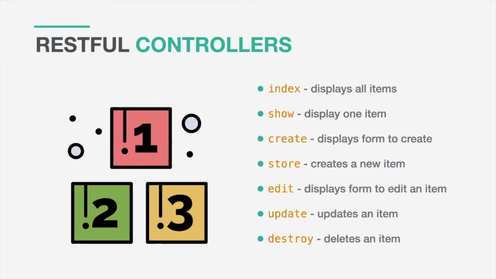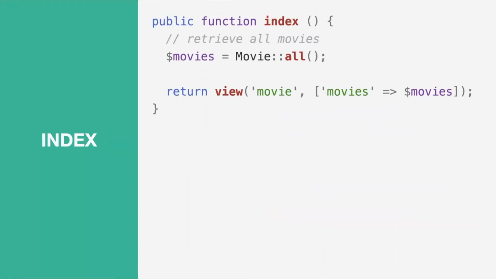And these are all associated with the Movie Mayhem database that we're working with. So here's the index one. We've actually seen this from last week. Again, we'd have a public function with the name of index, and it's going to retrieve all of the movies. We'll do this using the all method that Laravel provides for us.